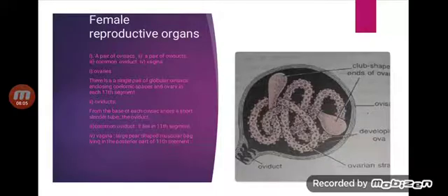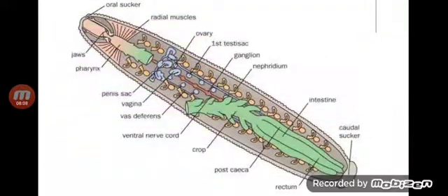The oviducts of the two sides unite to form a common oviduct, which is S-shaped. The common oviduct lies in the 11th segment. At the junction of the oviducts, a mass of unicellular albumen glands opens into the common oviduct. The common oviduct opens into a pear-shaped muscular vagina.